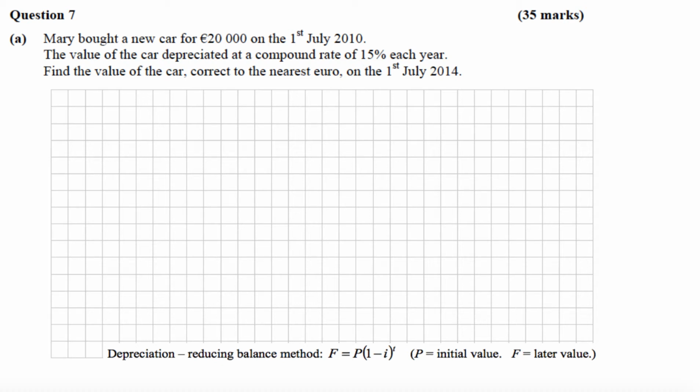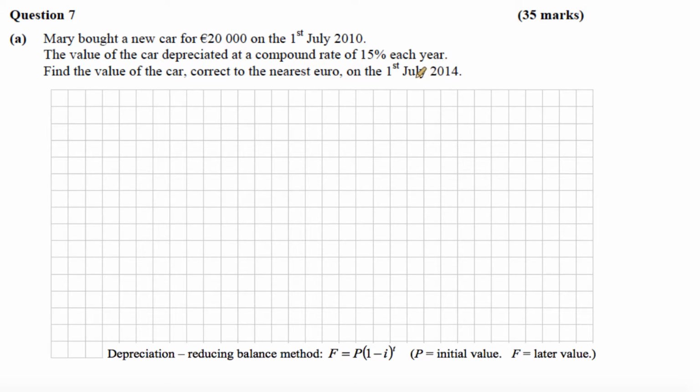So this is the 2014 Leaving Cert Ordinary Level Paper 1, and we're looking at question number 7. Part A says, Mary bought a new car for 20 grand on the 1st of July 2010. The value of the car depreciated at a compound rate of 15% each year. Find the value of the car, correct to the nearest euro, on the 1st of July 2014, so that's 4 years later.